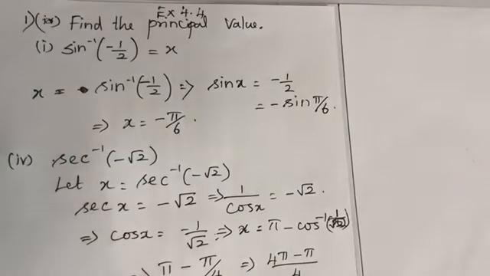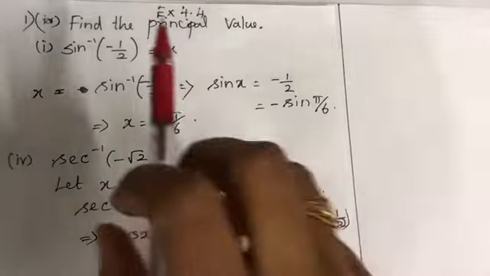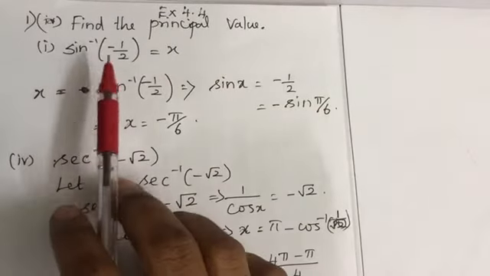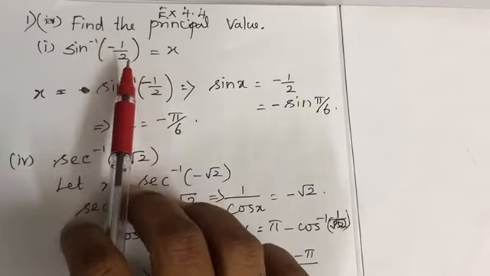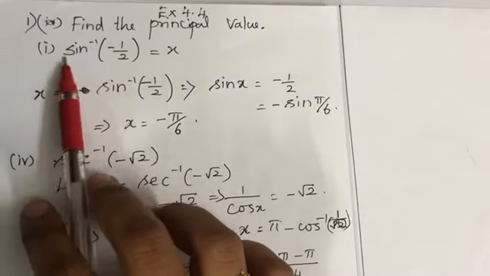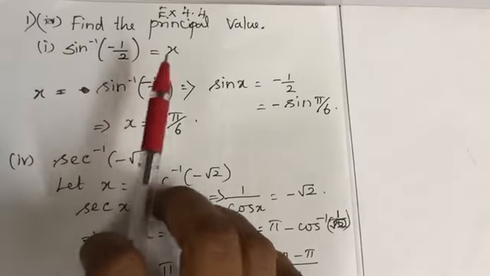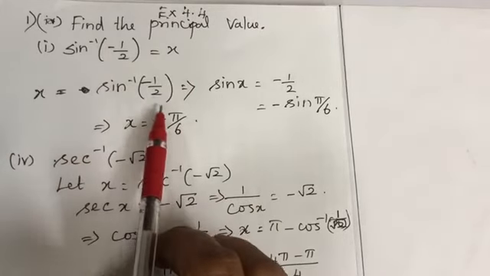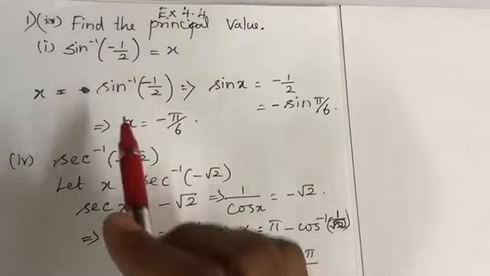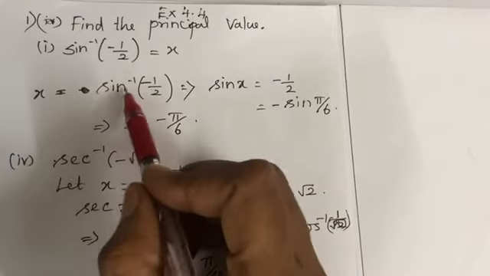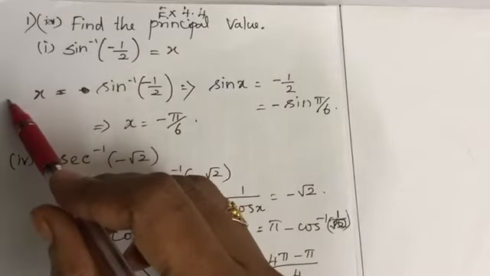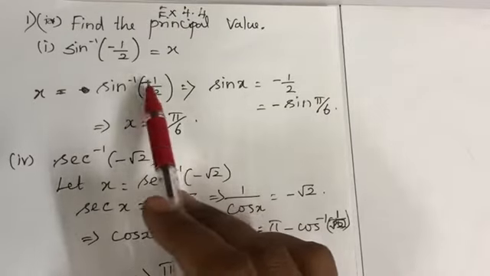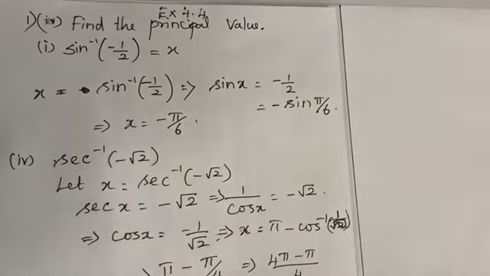First question in exercise 4.4, find the principal value. First one is sin inverse of minus 1 by 2. Let's take sin inverse of minus 1 by 2 as x. So, x is equal to sin inverse of minus 1 by 2. That implies sin inverse, while coming to this side, it will become sin. So, sin x is equal to minus 1 by 2.